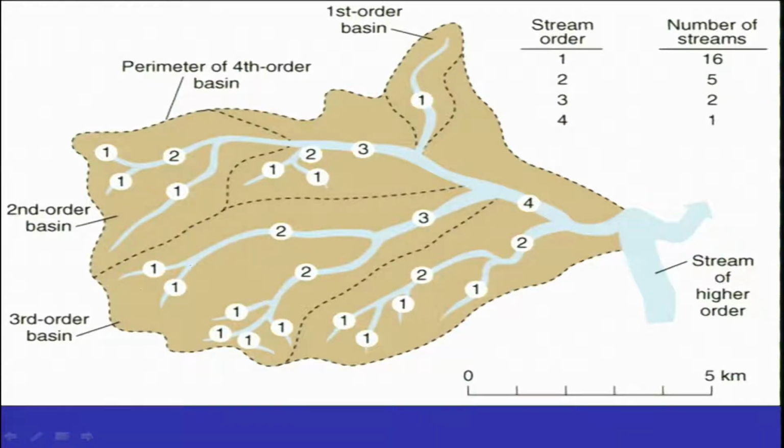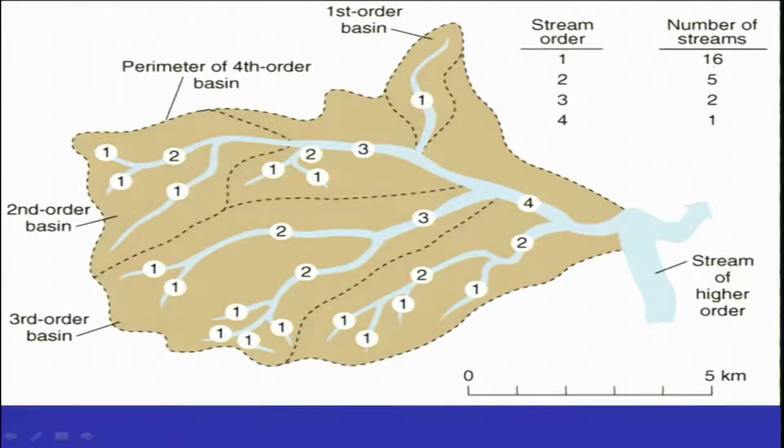So, you have the first order stream, you have first order stream. So, when two first order streams meet at a point, the downstream portion of the river will become the second order, and similarly if two second order streams meet, then it becomes third order, two third order streams meet, then it becomes fourth order, and this is how the ordering has been done. Okay. And you can then calculate, based on the stream order, the number of streams you are having.